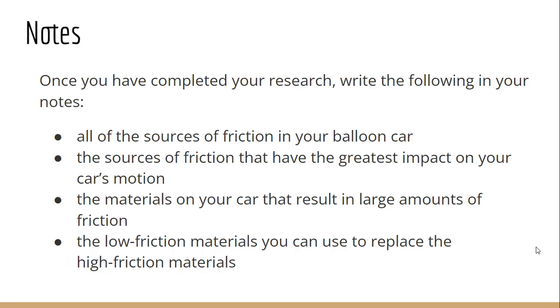Okay, so in this section, you should be doing that background research and writing down these certain notes. You're going to want to come back to these later on when you start doing the lab write-up. So these are important to have written down somewhere and kept safe. Write down all the sources of friction in your balloon car, the sources of friction that have the greatest impact on your car's motion, the materials on your car that result in large amounts of friction, and also think about low friction materials that you can use to replace those high friction materials. Remember, this section is your brainstorm section before you actually start changing things.